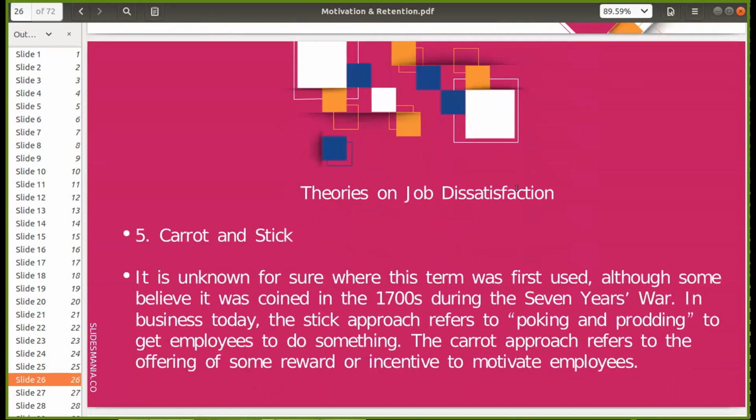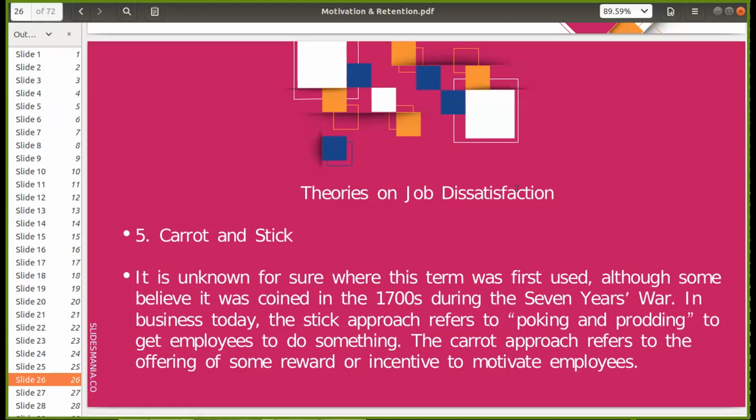Okay, and then the theory is carrot and stick. According to the study or research, it's unknown where this term was first used, although some believe it was coined in the 1700s during the Seven Years' War.